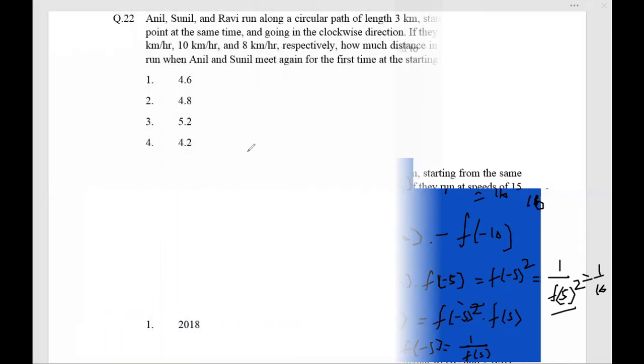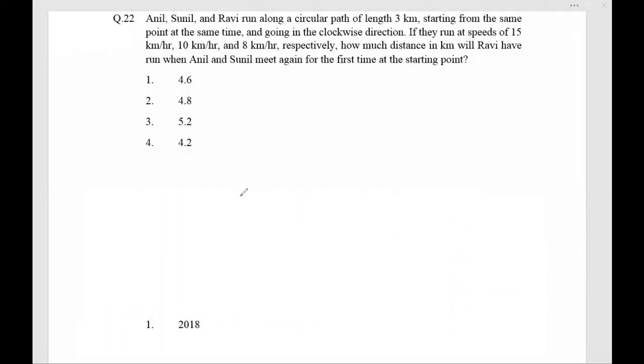Look at this one, a time and distance problem from circular track. Anil, Sunil, Ravi run along a circular path of length 3 km. So persons Anil, Sunil, Ravi, length is 3 km. And going in the clockwise direction, if they run at the speed of 15, 10 and 8, how much distance in kilometers will Ravi run when Anil and Sunil meet again for the first time at the starting point?